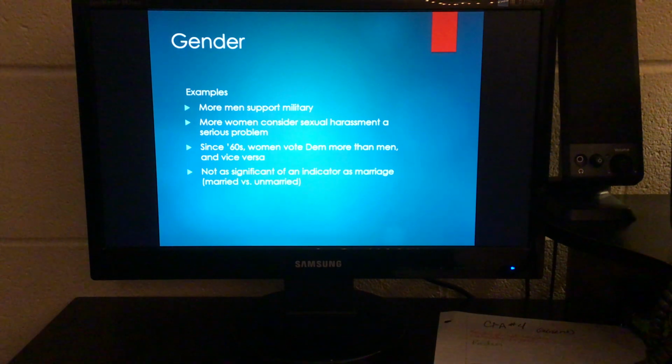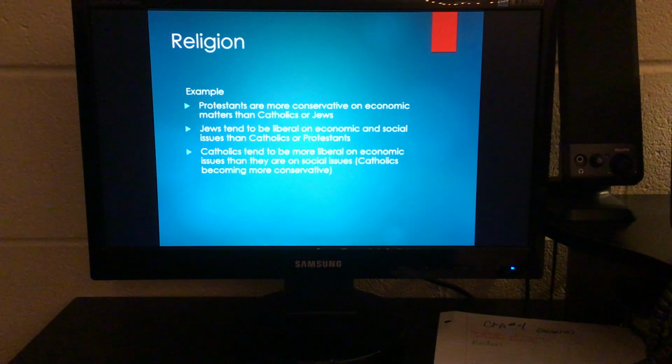Okay? Since the 60s, as far as voting statistics, women tend to vote more Democratic than men. Doesn't mean men don't vote Democrat, right? So gender, though, is not as significant as some of the other factors, but it is sometimes a factor. Religion is a big one.